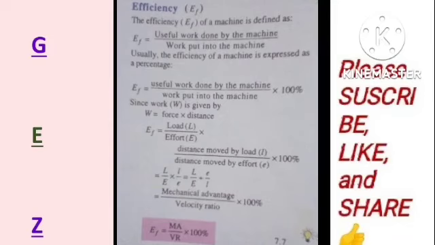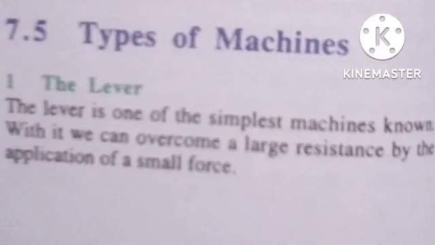by 100%. There are different types of machines which we can deal with or consider. The first is the lever, which is one of the simplest machines known. It is one of the oldest machines too, and with a lever we can overcome a large resistance by the application of a small force. So all you need is a lever, and then when you apply a small force, you have a large force, which is the load being moved or worked on.